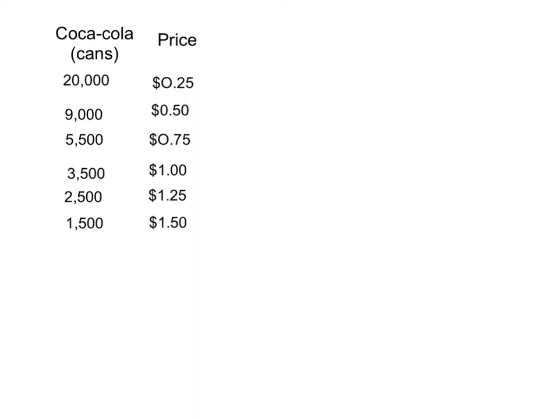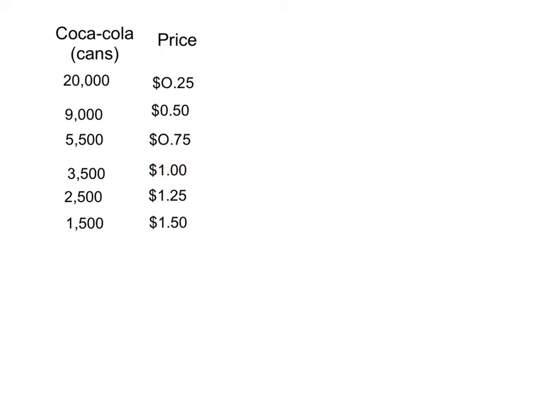To look at the opposite kind of situation, let's take cans of Coca-Cola. At 25 cents, people will buy 20,000 cans, and at a price of 50 cents per can, people will only buy 9,000, and so on. So this is their demand. Remember, this increase in price isn't causing a change in demand, but it is causing a change in quantity demanded. So let's see what the elasticity of demand would be at $1.